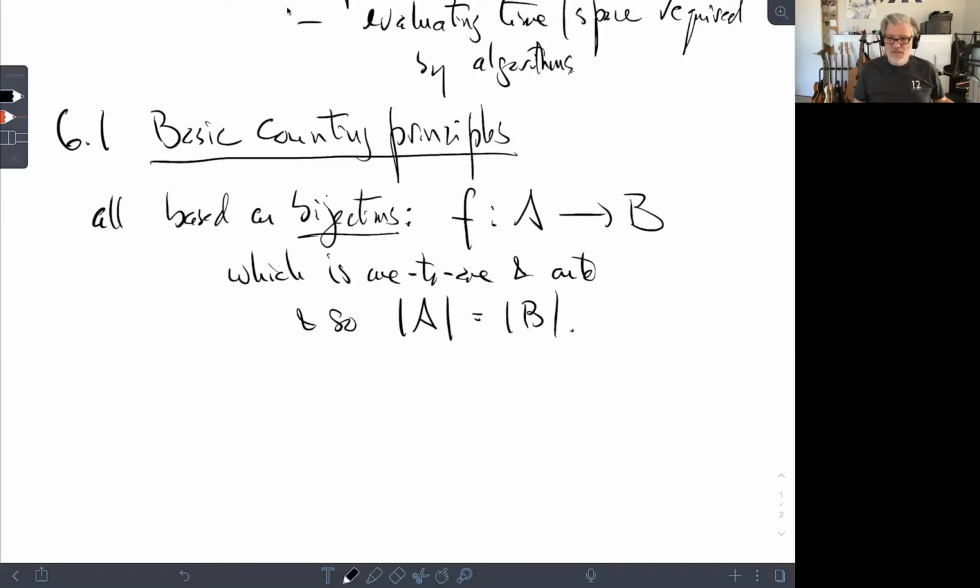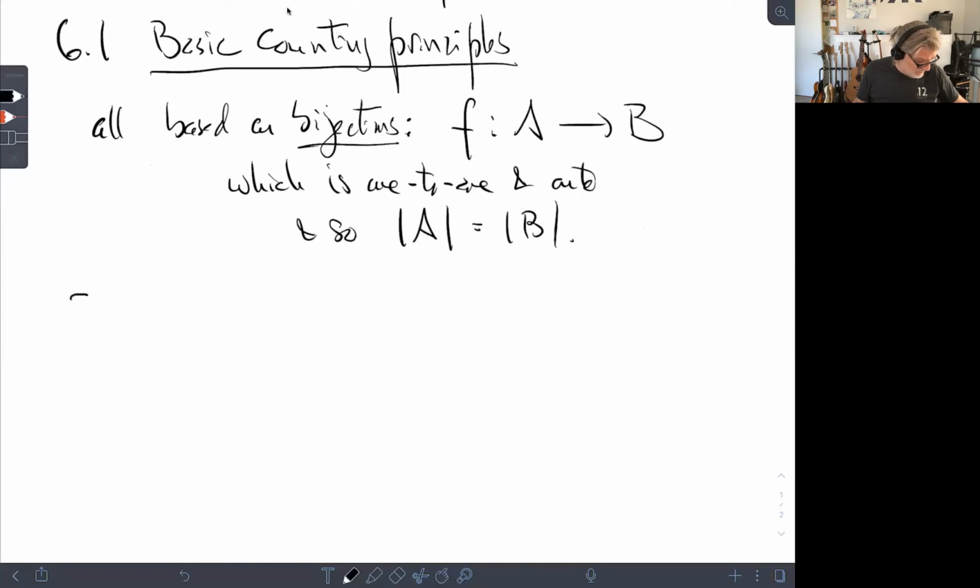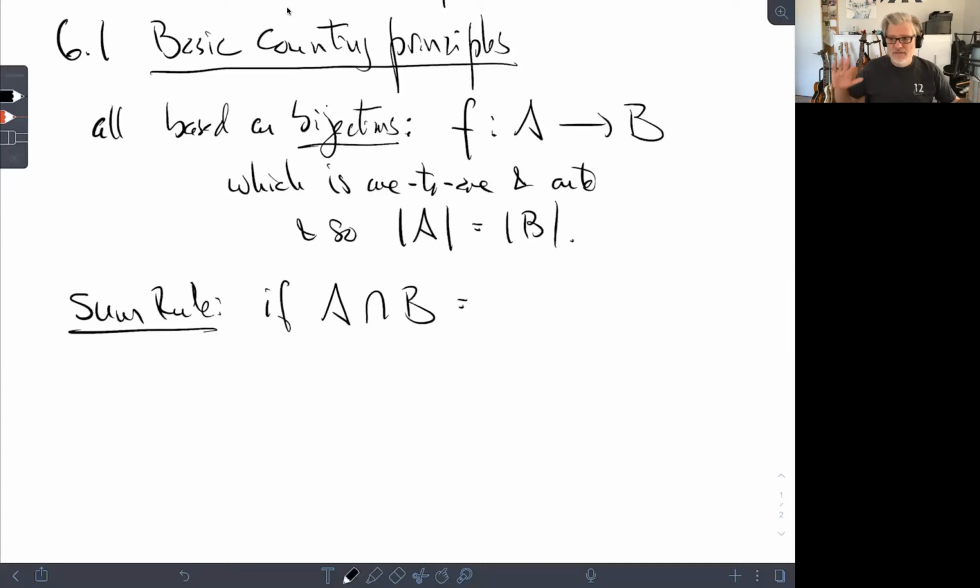Okay, so let's start with the most obvious of all basic counting principles, which is the following. I will call this the sum rule because that's how it's called in the book. But what the sum rule says is very, very silly. It says that if you have two sets, A and B, and all the sets in this section are finite. We're just counting finite stuff.